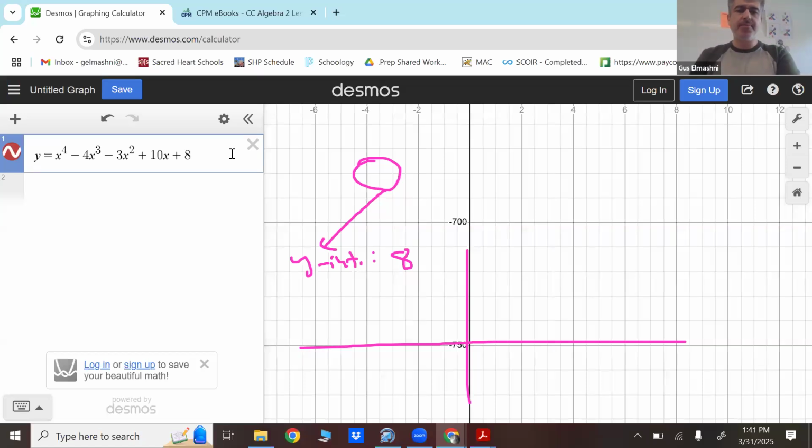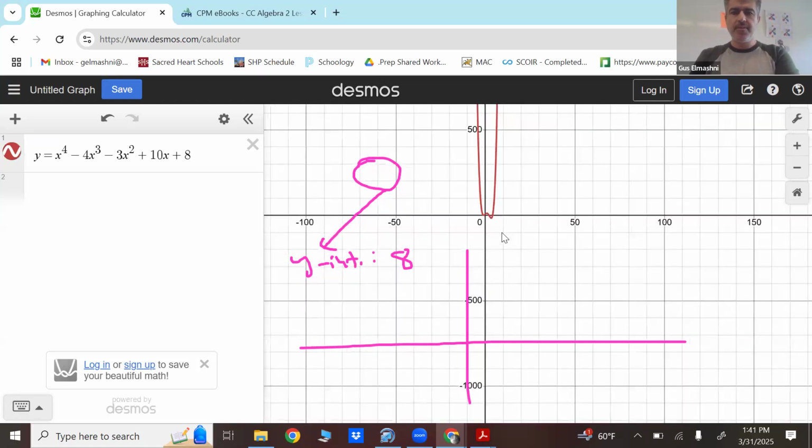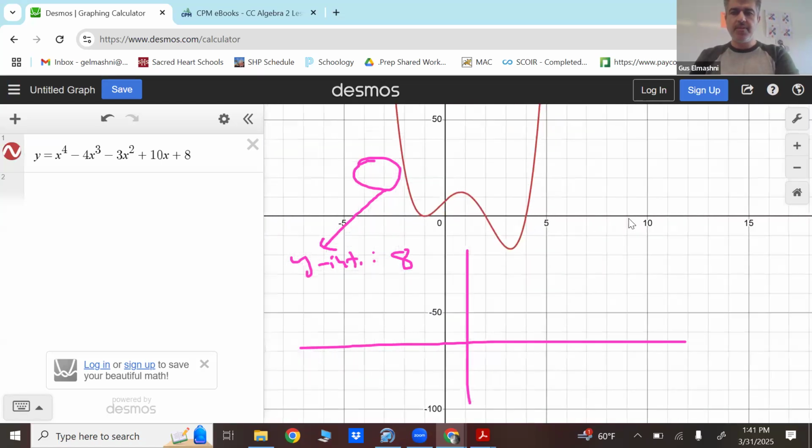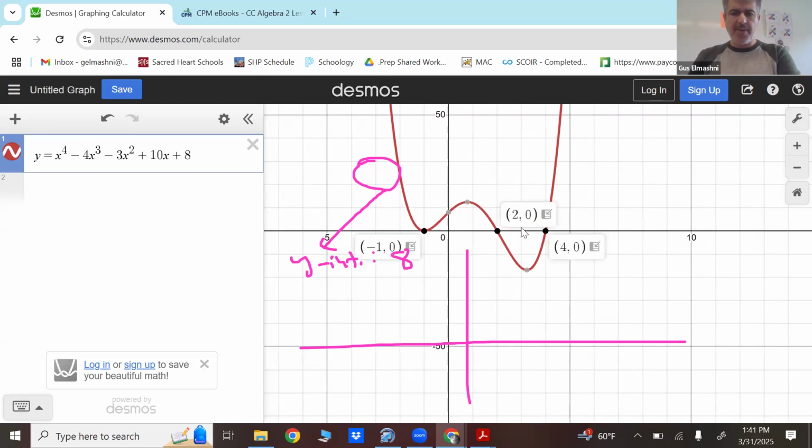Let me take a look. So your graph should look like this, guys, for P8. The x-intercepts should be actually, oh, they come out really nice. Wow, look at that. That's lovely. That's awesome. 1, 2, 3, 4. There are 3 x-intercepts.